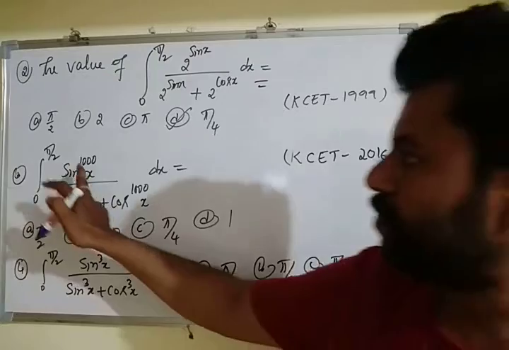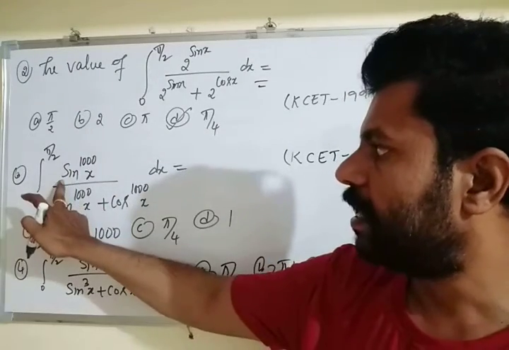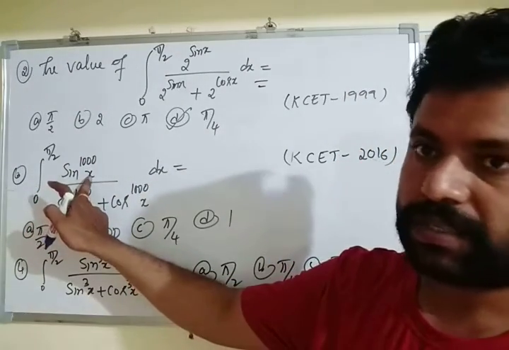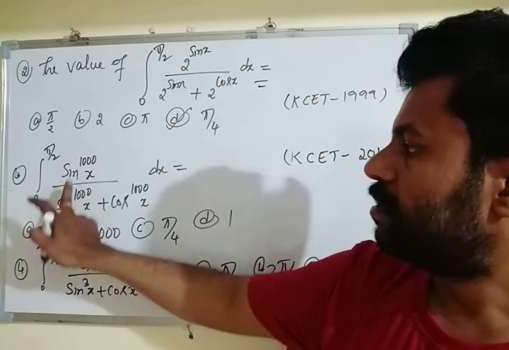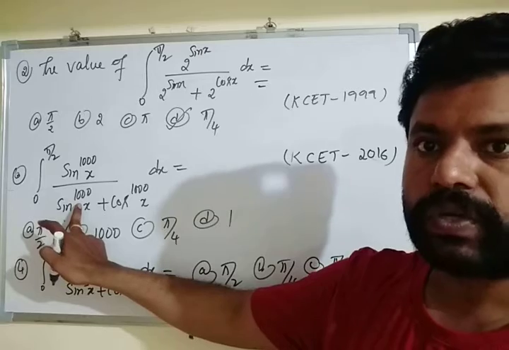Now, the same procedure, where the power is 1000. Sometimes they will give directly sin x divided by sin x plus cos x, but here we have power 1000. In the previous results also the procedure is the same, from 3 by 2.